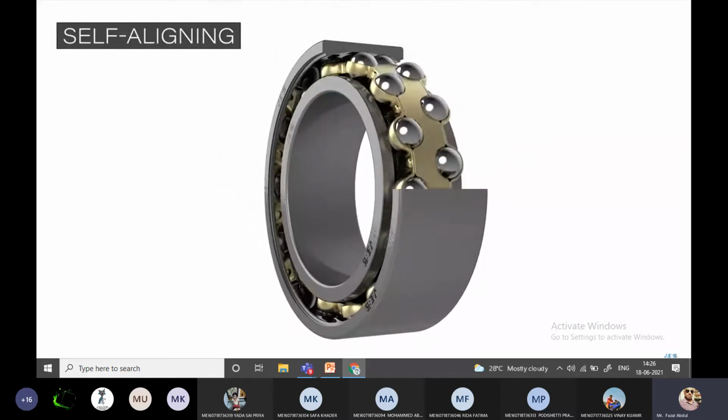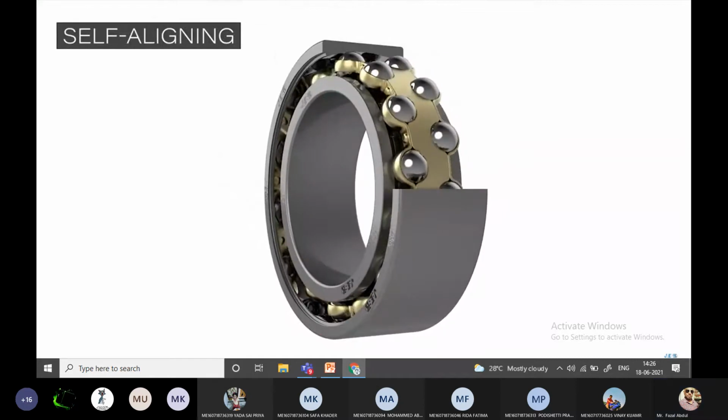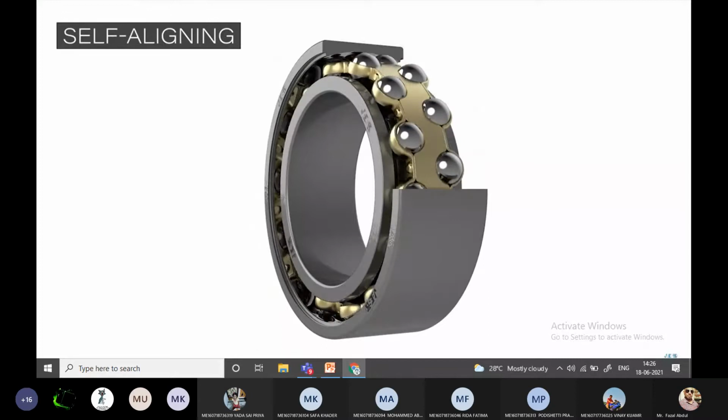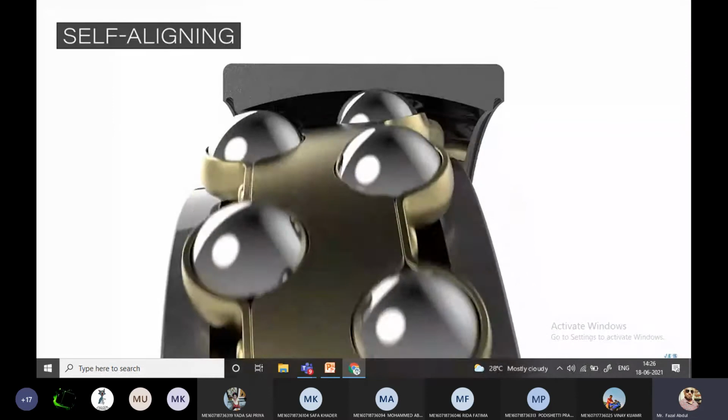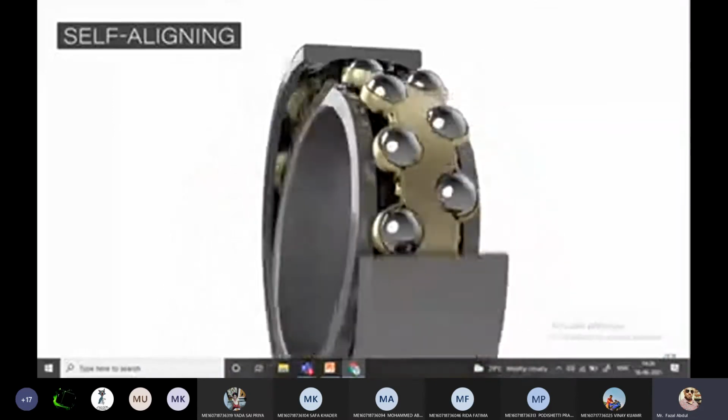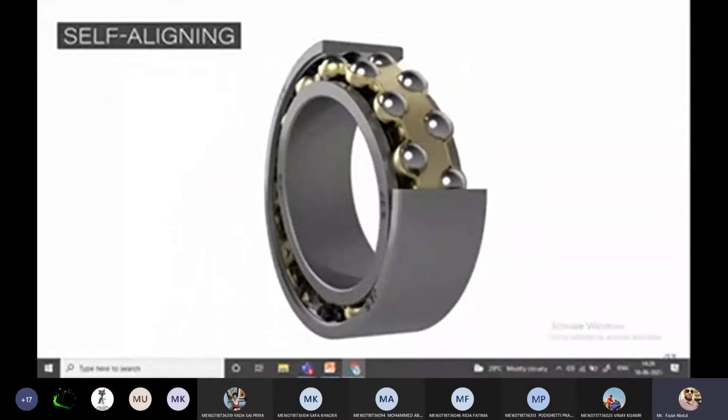Among the radial ball bearings, we also find the self-aligning bearings that have two rings of balls. This type has an inner ring with two grooves placed side by side, while the outer ring has only one hemispherical groove. This system allows the inclination of the two rings' axis during the functioning.